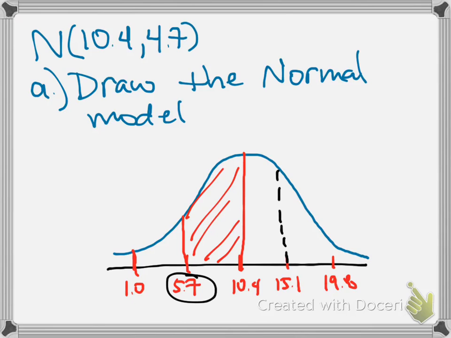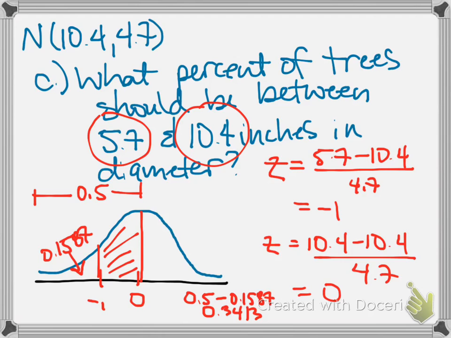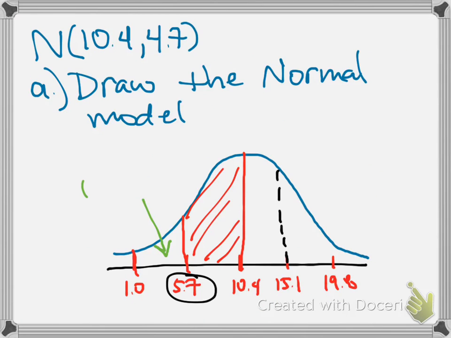Now if you recall from our last problem, we were able to figure out the proportion of observations that would fall below 5.7, and that was 15.87%. So because our normal model is symmetric, that should also tell us that on the right side of our distribution, we'll have 15.87%. So if we're interested in the percent of trees that have a diameter above 15.1 inches, our answer to that question is 15.87% of our trees.